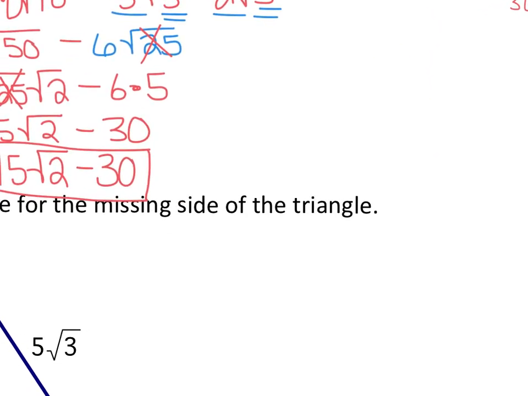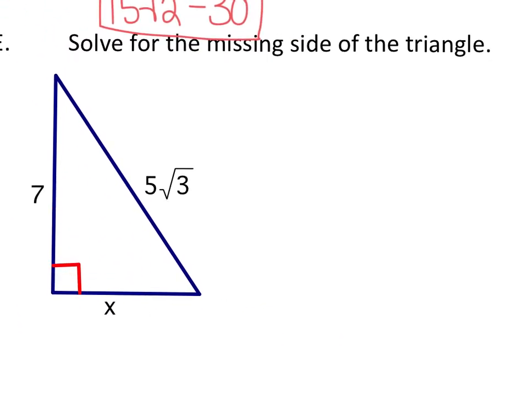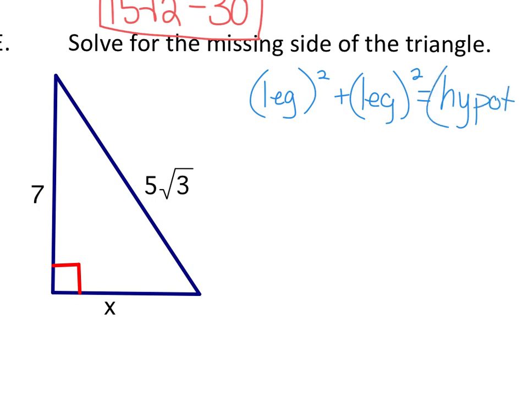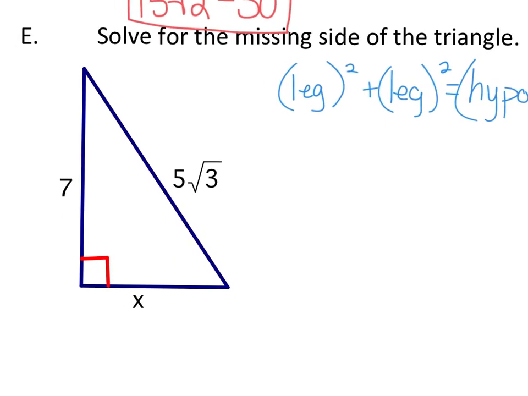Okay, let's look at our last example here. We're going to solve for the missing side of the triangle. First thing I notice is this is a right triangle, so I know this is going to be a Pythagorean theorem problem. Pythagorean theorem we mentioned last chapter, or earlier in this chapter. You take the leg squared plus the leg squared, and it's going to equal the hypotenuse squared. All right, so it doesn't matter which leg you take first. If you take the bottom leg, x squared, plus the other leg, 7 squared, keeping in mind that the legs are the 2 sides that form the right angle. The side across from the right angle is the hypotenuse.